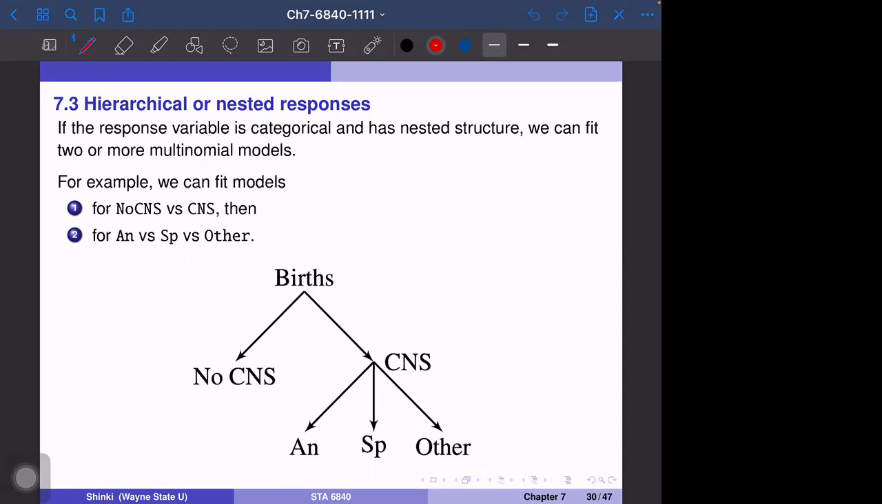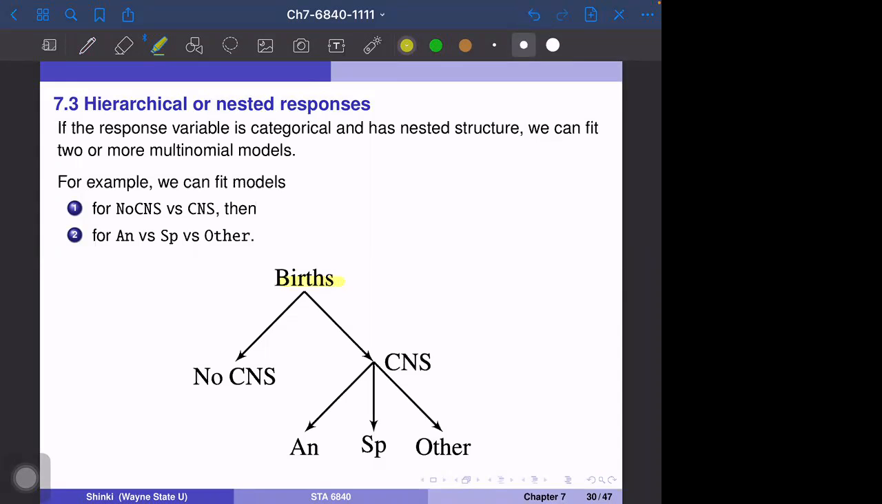Hi, section 7.3, the hierarchical or nested responses. This is just an application of the multinomial regression model. Suppose that the response variable is categorical and has nested structure. So here is one example.